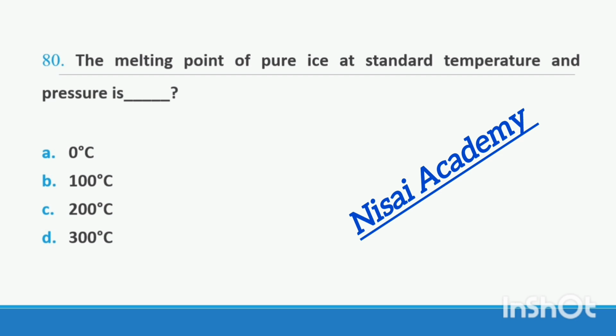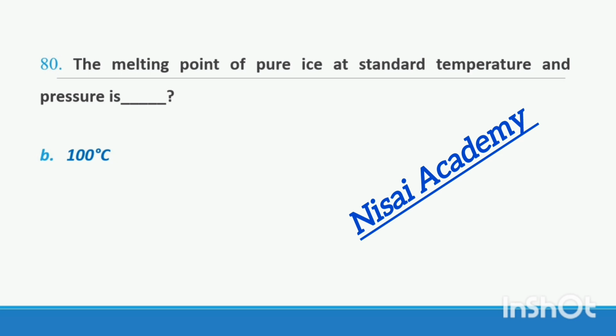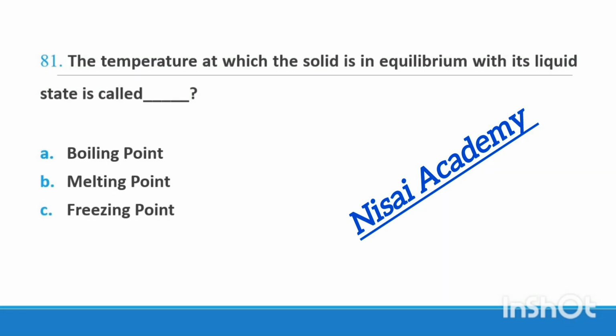Question 80. The melting point of pure ice at standard temperature and pressure is option A 0 Celsius, option B 100 Celsius, option C 200 Celsius, option D 300 Celsius. The melting point of pure ice at standard temperature and pressure is 100 Celsius. Right option B.